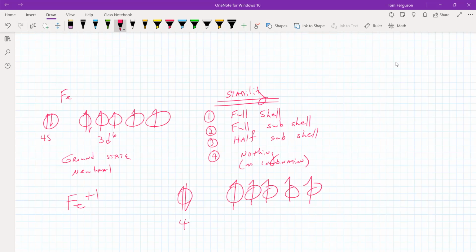We write that as 4s2, 3d5. Now, why is that more stable? Yeah, we've reduced it down, so we have a half full shell. I mean, half subshell. Okay, that's good. What about another one?